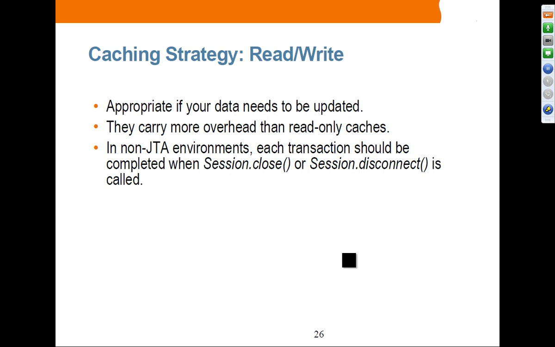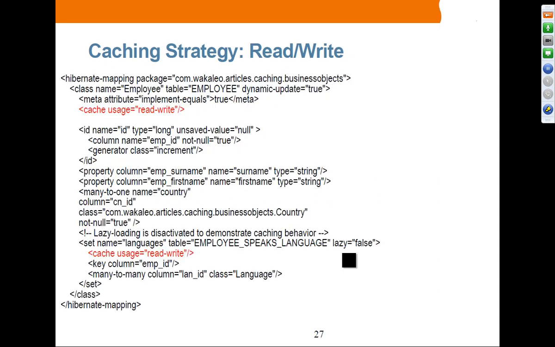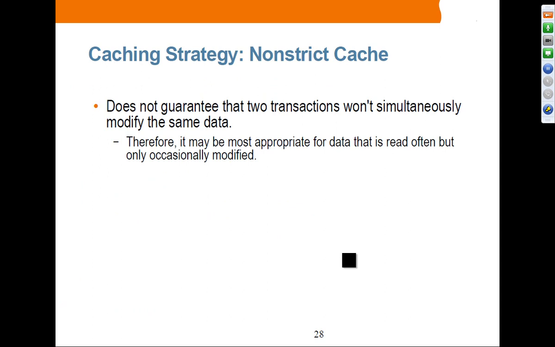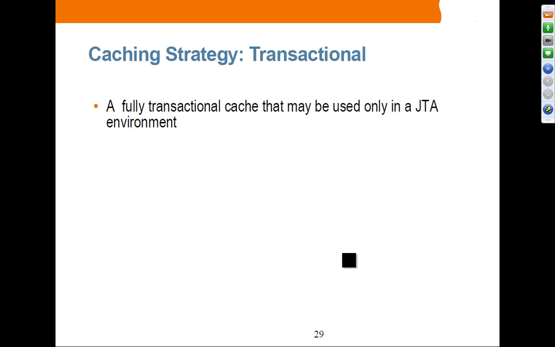Read-write is a good solution if your data needs to be updated, and of course it carries more overhead than read-only caches. In a non-JTA environment, each transaction should be completed with session close or session disconnect. This is how you specify read-write, nothing much different from read-only. Non-strict read-write does not guarantee that two transactions won't simultaneously modify the same data, so it may be most appropriate for data that is read often but occasionally modified. And the last one is transactional. This is the fully transactional cache that may be used only in a JTA environment. JBoss TreeCache is the only one that supports the transactional caching strategy.